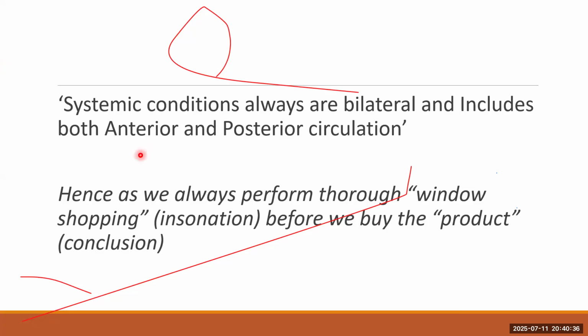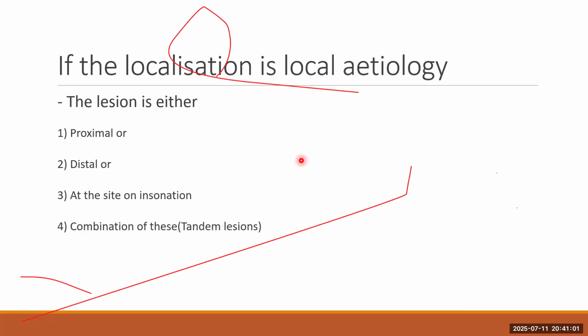Hence, to conclude whether it's a systemic or a local issue, we should always perform a thorough window shopping, like how we do in our daily routine before we buy a product. Before we conclude, we need to examine all the windows, and write down the velocities and the PIs of all the vessels which we insonate. That's when we can differentiate whether it's a local or a systemic issue.